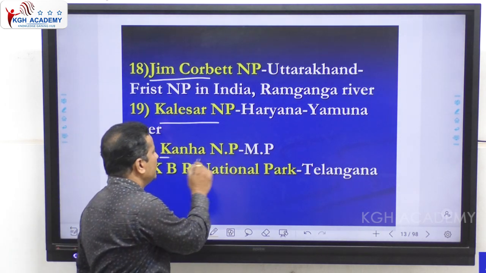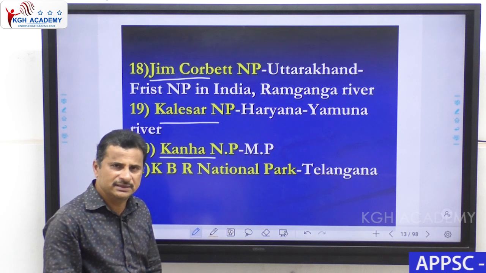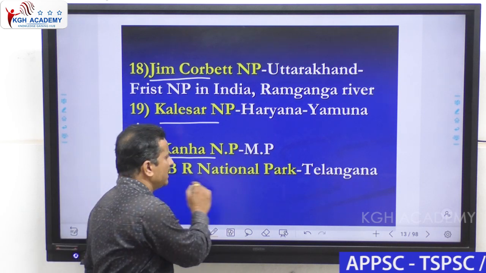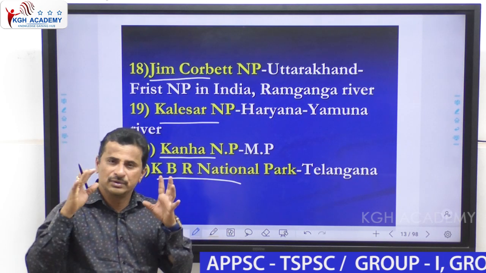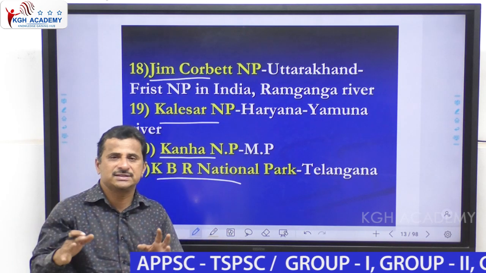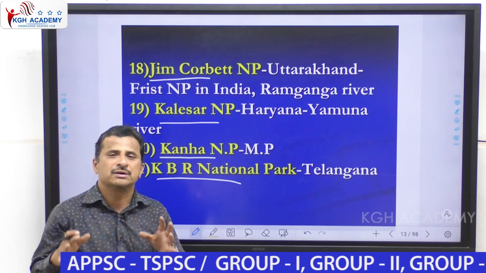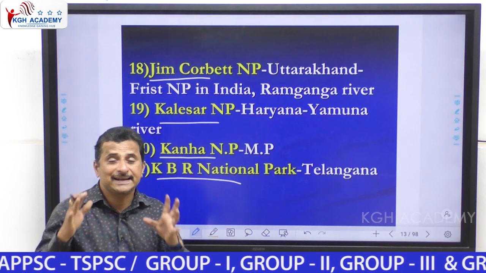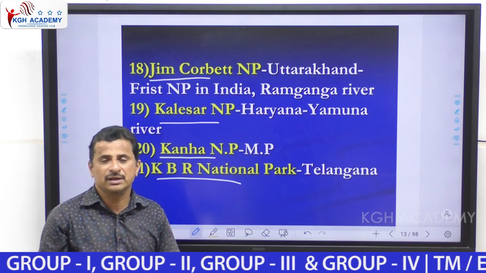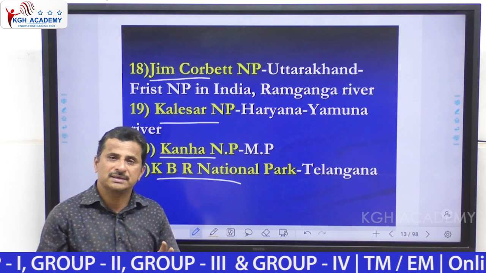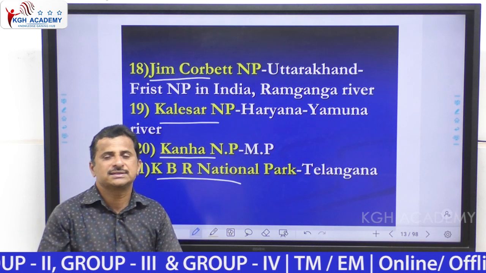And next, Kanha National Park, present in Madhya Pradesh. And next, KBR National Park, present in Telangana. So particularly Hyderabad, Jubilee Hills area, the center of the city. The specialty here in Telangana is that three national parks are present in Hyderabad city only. So two national parks are already part of the city.